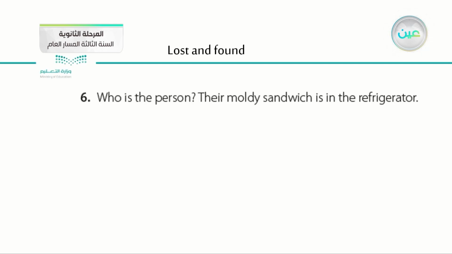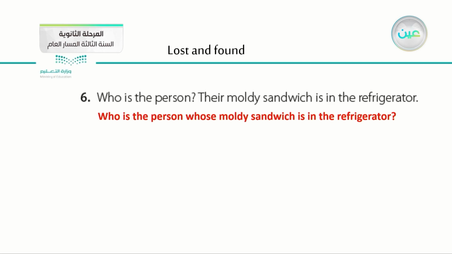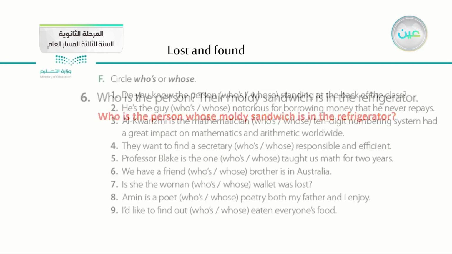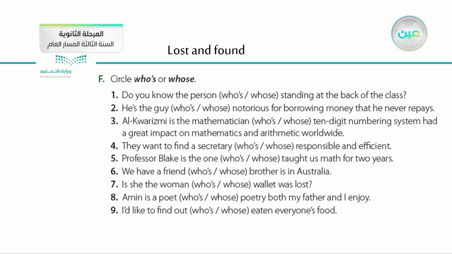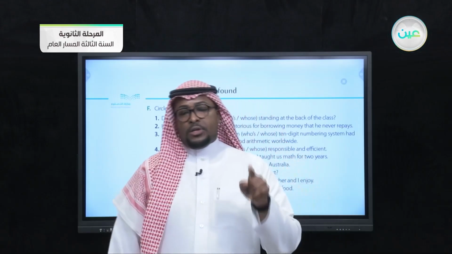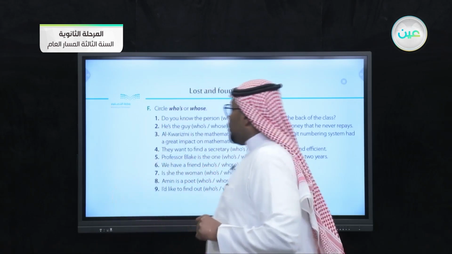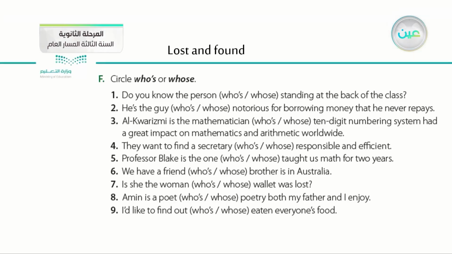What about number 6? Who is the person? Their moldy sandwich is in the refrigerator. Who is the person whose moldy sandwich is in the refrigerator? Of course, here we have to read the sentences and circle the right word, which is whose or who's. Of course, here we have whose. We discussed the difference between who apostrophe s and this one, which is whose. Let's go over these ones together.